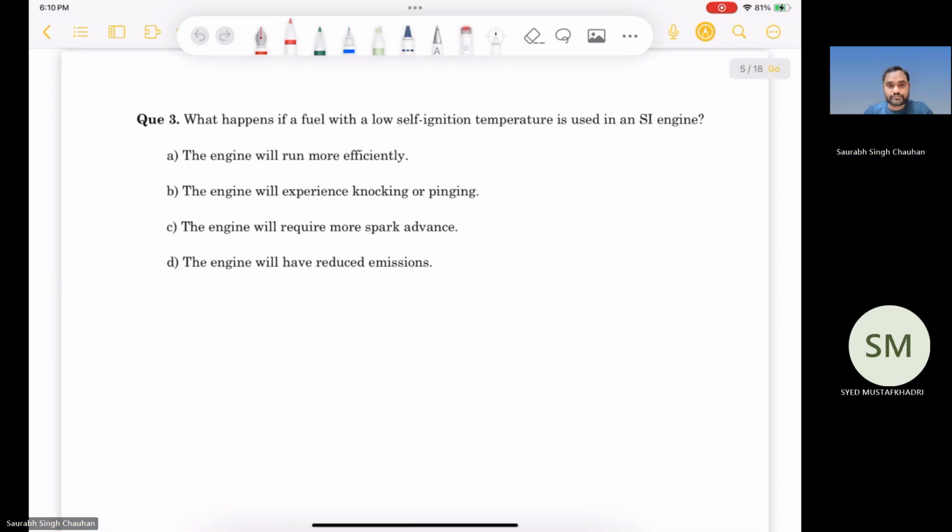Question number 3. What happens if a fuel with low self-ignition temperature or auto-ignition temperature is used in an SI engine, spark ignition engine or petrol engine? Auto-ignition temperature is the temperature at which, if the temperature of the fuel is more than the auto-ignition temperature, the fuel will auto-ignite, right? Without the help of any external agent, for example, a spark plug. So you don't need a spark plug. The fuel will auto-ignite. So if a fuel has low self-ignition temperature and if it is used in an SI engine, then what will happen?